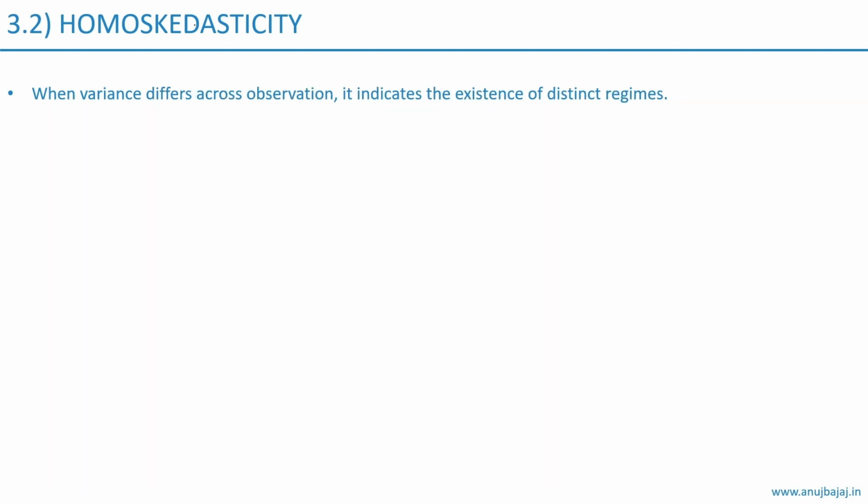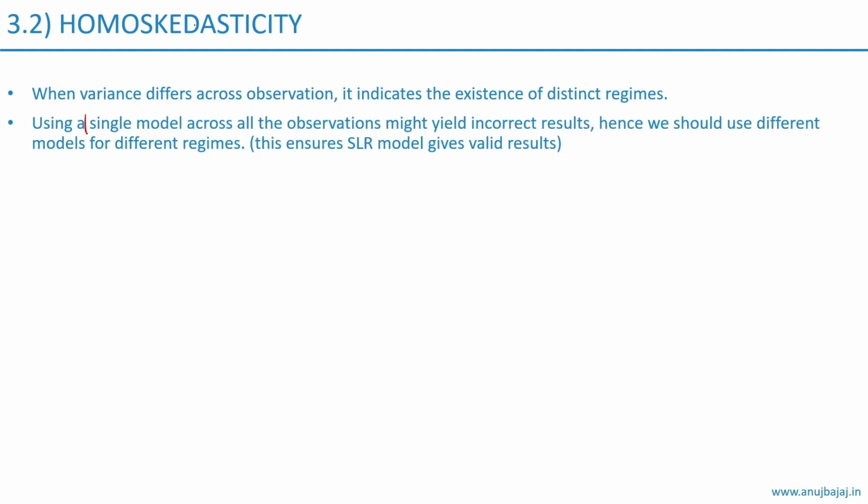So when the variance of the residual term differs across the observations, it indicates the existence of distinct regimes as far as the variance of residual terms is concerned. So using only a single simple linear regression model across two regimes whose variances are different might yield incorrect results. Hence, we should use different models for different regimes. This ensures that the model gives valid results.